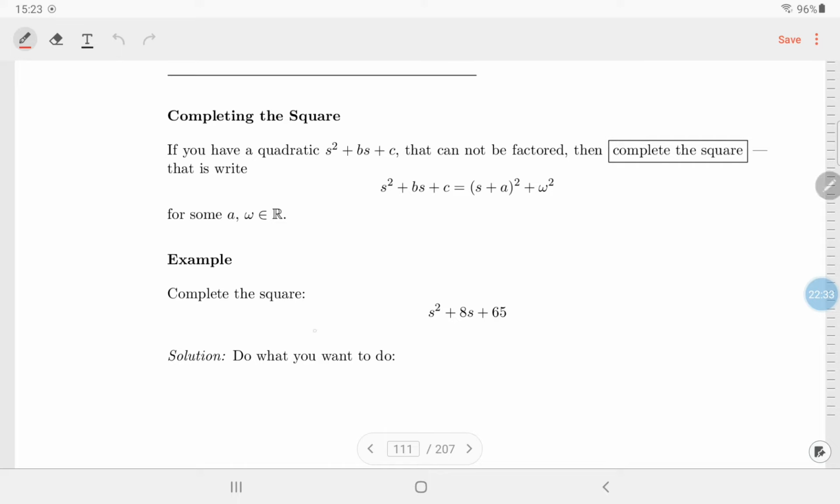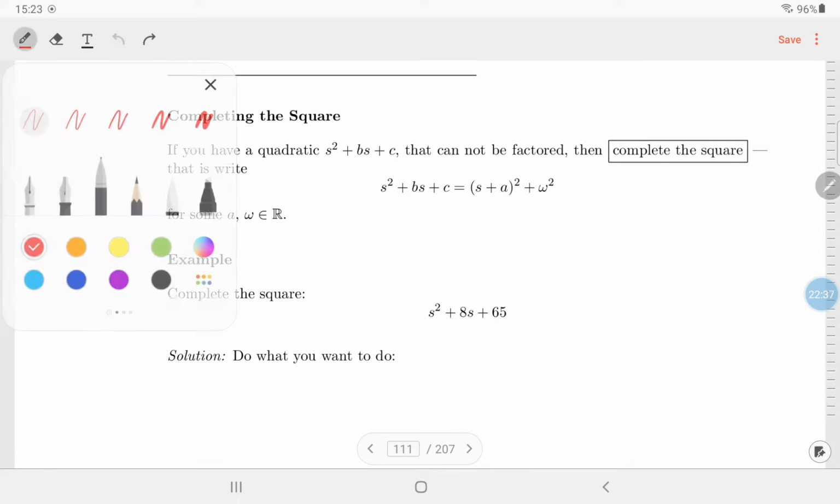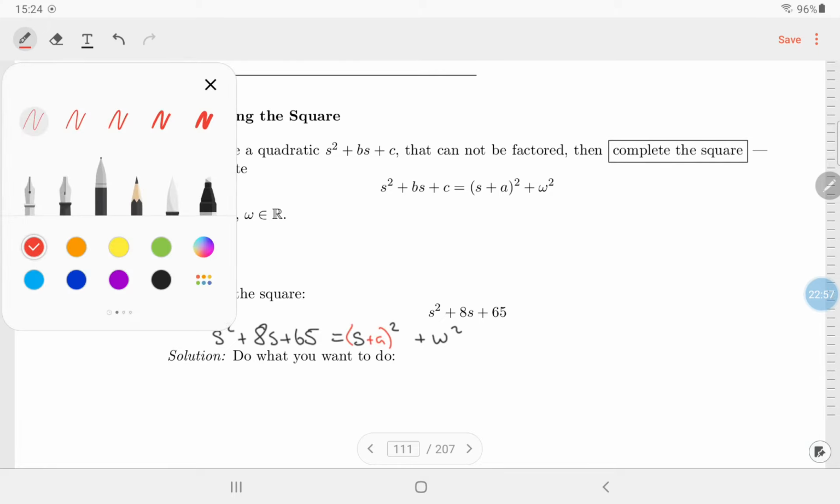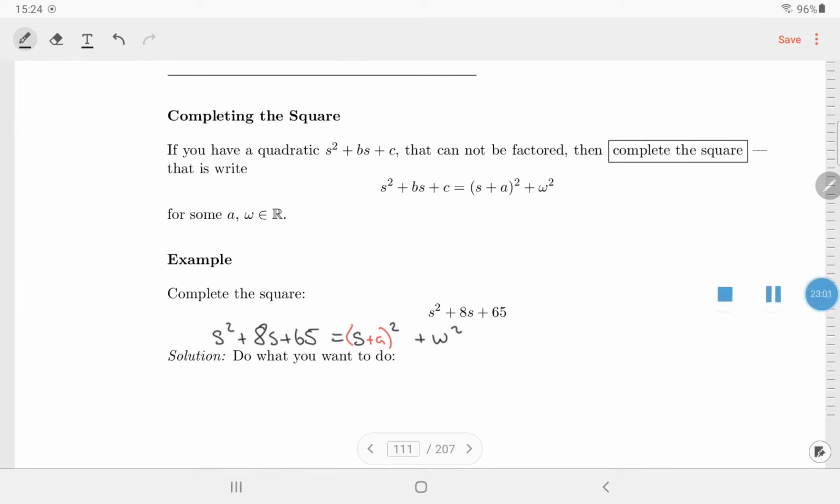Okay, so let's start early. So you want to write s squared plus 8s plus 65 in the form s squared plus omega squared, but with the s shifted to s plus a. So what we should do here is, now these are things we want to be equal. So we're going to multiply out the right hand side and compare. So if you carefully multiply out s plus a by s plus a, you get s squared plus 2as plus a squared, not s squared plus a squared, plus omega squared.